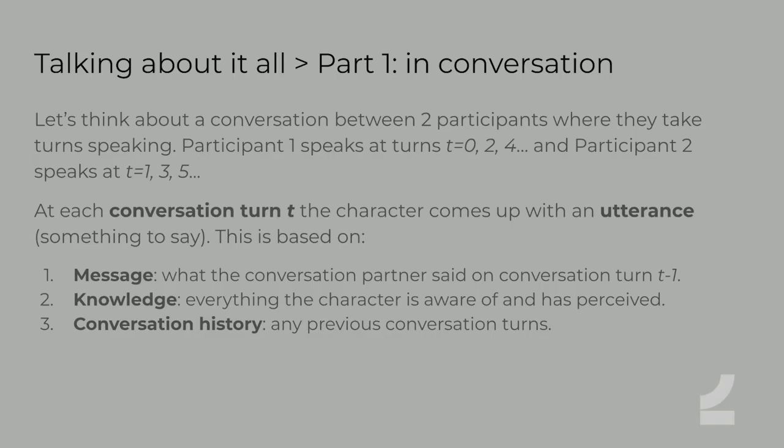So at each conversation turn or time step, the character comes up with something to say grounded on 3 things. The first is what the conversation partner said on the previous turn. The second is the knowledge, the stuff we talked about before, like the knowledge graph. That's everything the character is aware of and has perceived, so both the internal and the external knowledge. And the third is the conversation history, so any previous conversation turns before conversation turn T, in case either conversational participant refers to something that was said earlier.